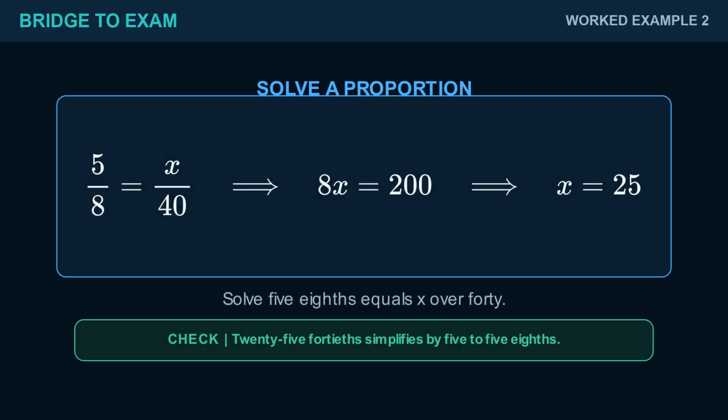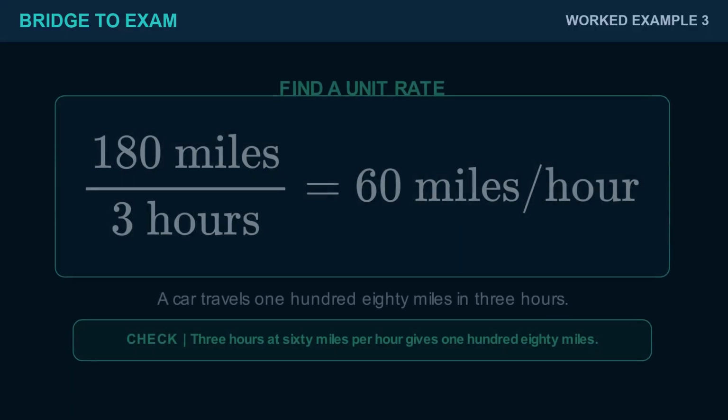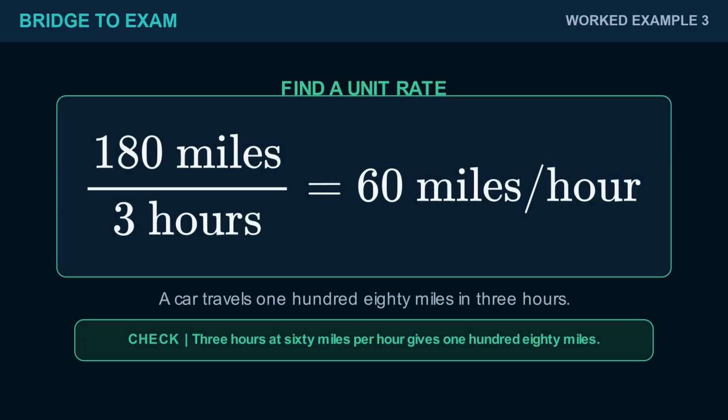Worked example 2. Solve 5/8 equals x over 40. Cross products give 8x equals 200. Divide by 8 to get x equals 25. Check. 25/40 simplifies by 5 to 5/8.